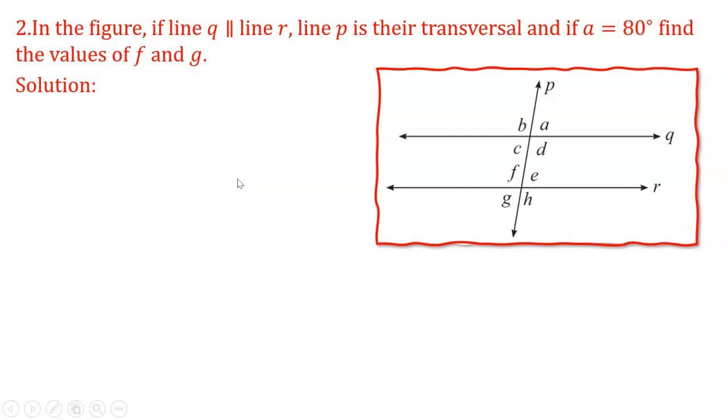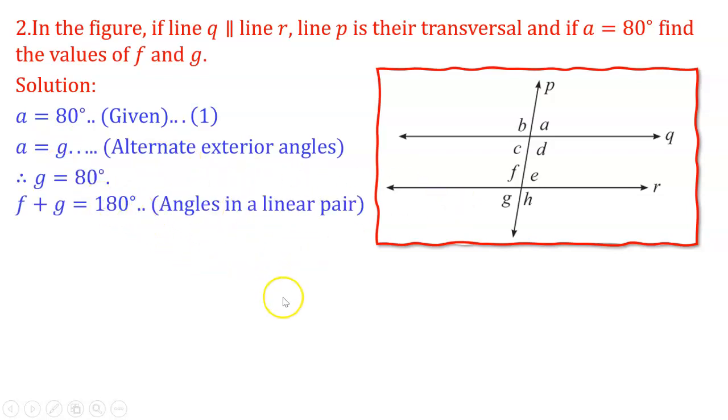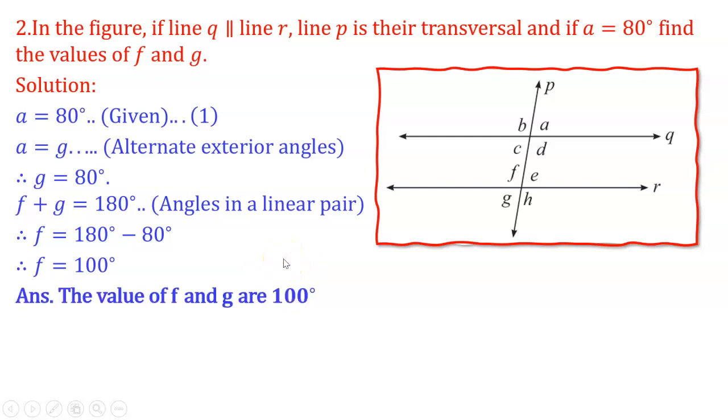Okay, very interesting question. Now see this here, measure of angle A is 80 degrees, given. A is equal to G, alternate exterior angle. Therefore measure of angle G is 80 degrees. F plus G is equal to 180, angles in linear pair. Therefore measure of angle F is equal to 180 minus 80 and hence here F is equal to 100 degrees. Okay, and in this way the values of F and G are 100 degrees and 80 degrees respectively.